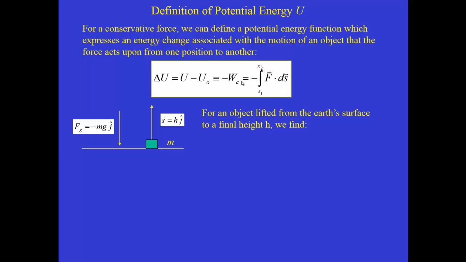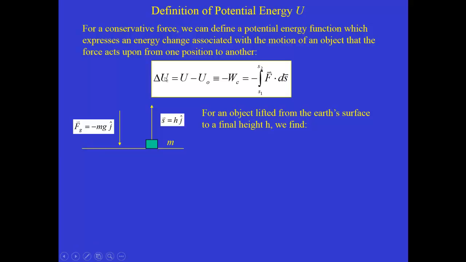definition that we can make of this new quantity, the potential energy function, and we'll give the symbol U for the potential energy. And we can only define the potential energy for a conservative force like gravitation. That's what's special about conservative forces. So the potential energy function expresses the energy change that's associated with the motion of an object between 2 points, and it only depends on the initial and the final position.